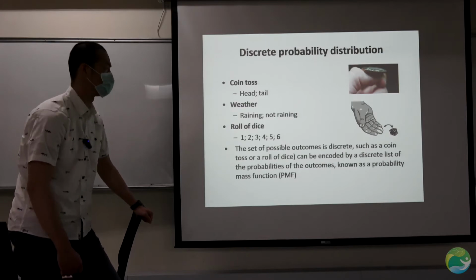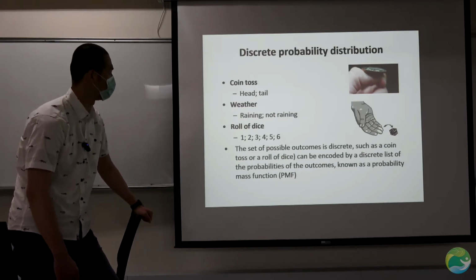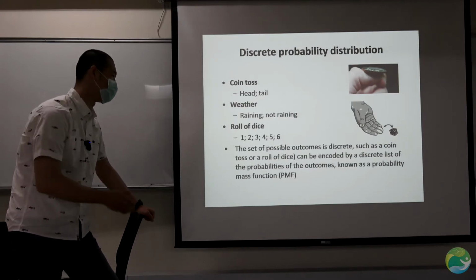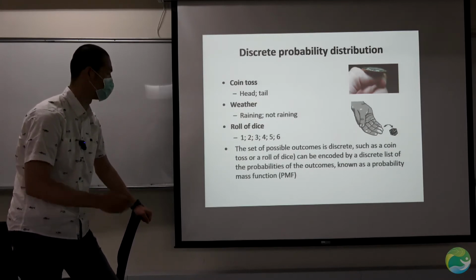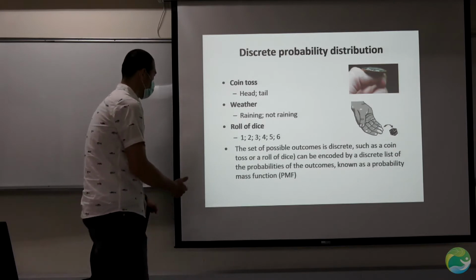Total number is 3, or total number is 5. Minimum is 0, maximum is 7. Right? What is the probability? Roll a dice.